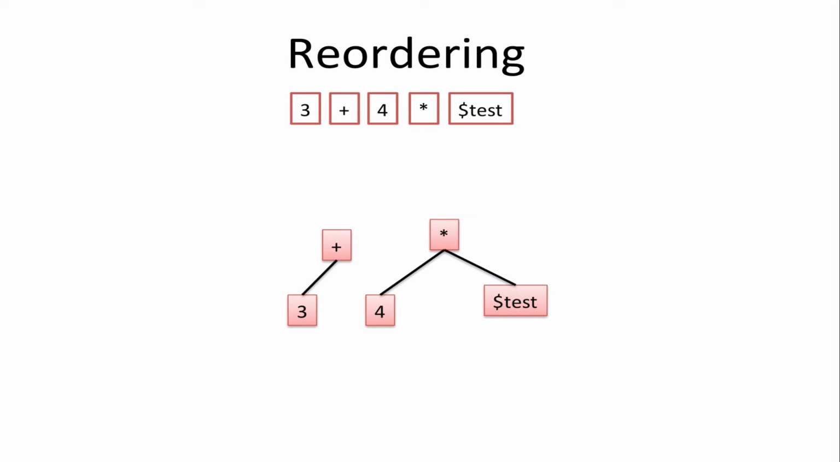It will then take our newly constructed operation 4 times $test and use this as the new right hand side of our plus operation. Now our AST matches the operator precedence of the expression. As the lower side, 3 times $test will be evaluated first, and then 3 plus the result of that will be the result of our overall AST. So that's the whole magic of the join operations method, which takes care of operator precedence.